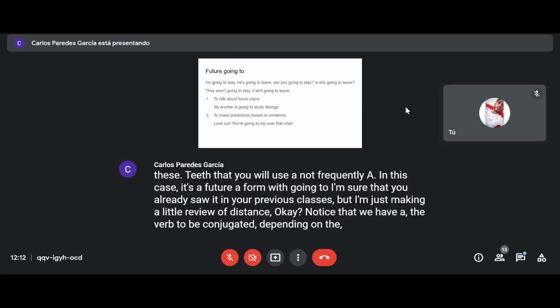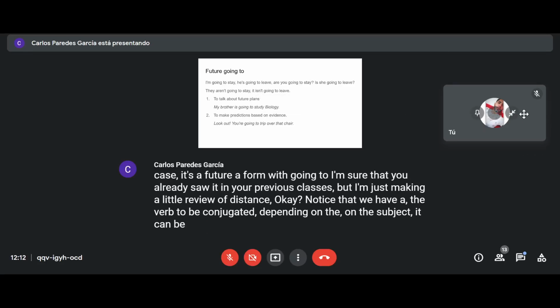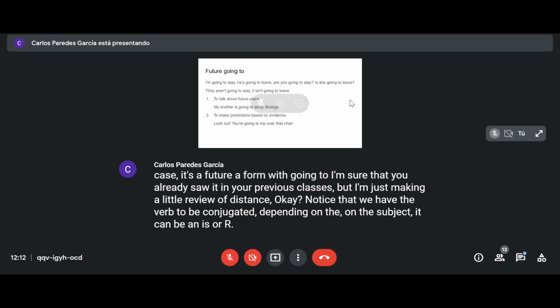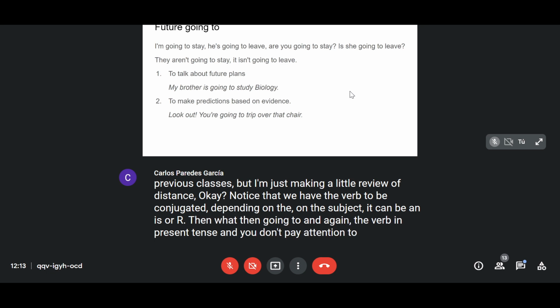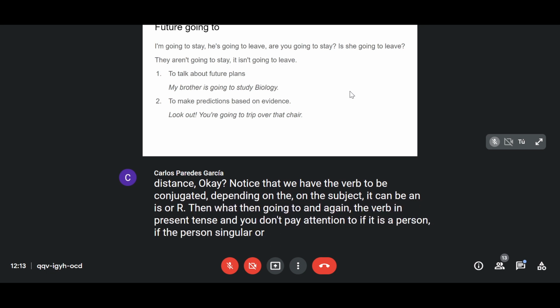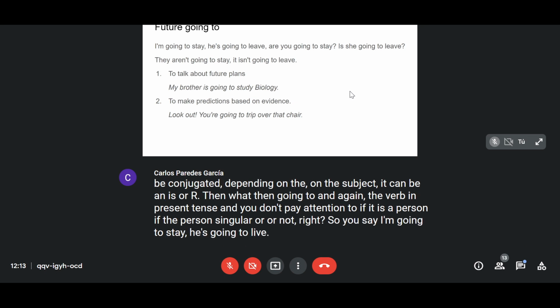on the subject. It can be am, is, or are. Then going to, and again the verb in present tense, and you don't pay attention to whether it is a third person singular or not. All right. So you say, I'm going to stay. He's going to leave. Are you going to stay? Is she going to leave?